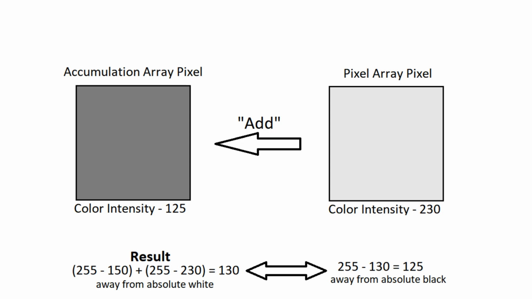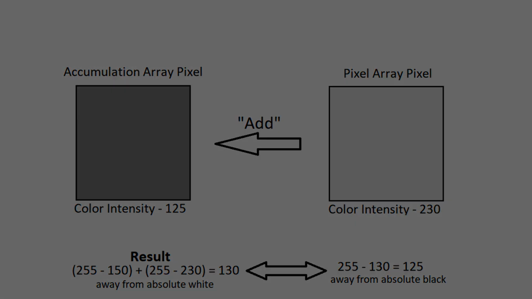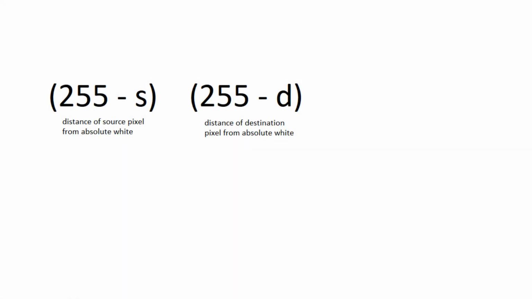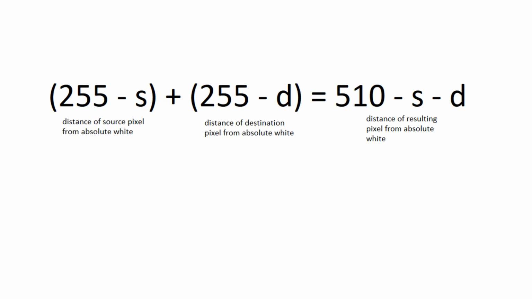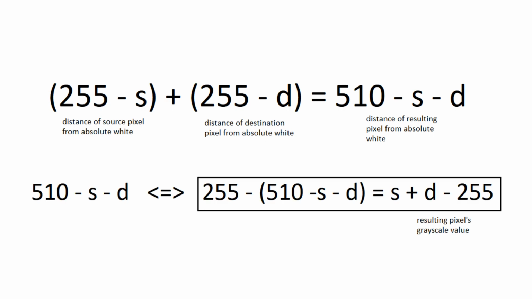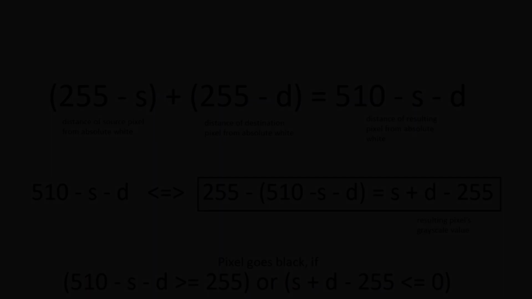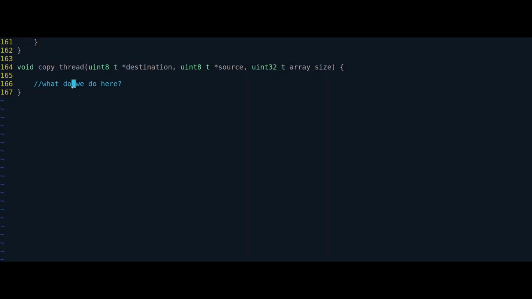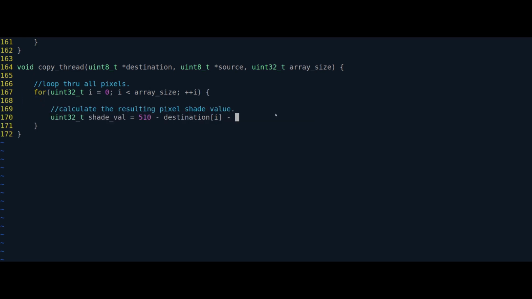So you are taking the measure of how far away the color of the two pixels is from being totally white and summing them up to get a measure which tells you how far the resulting pixel's color is away from being totally white. If this measure is greater than or equal to 255, then obviously the result is absolute black. This is exactly what we are going to do inside our copy function. We loop over all pixels and add the value from the source array to the destination like I talked about.